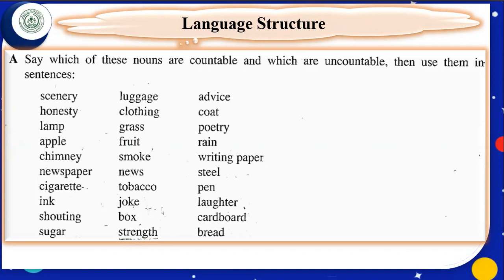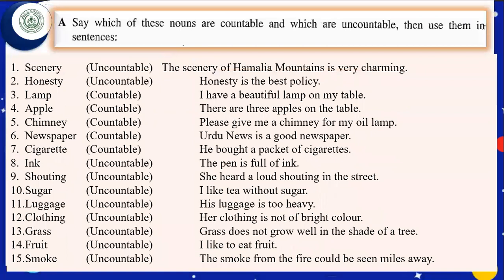For example, scenery, uncountable. Then we shall use it in a sentence. I shall show you the solution to understand it more properly. Let us move to the solution of this exercise. Oh yes, if you look here, about each noun, you can see it is written that it is countable or uncountable. Then it is used in a sentence. For example, scenery, this is uncountable. The sentence will be, the scenery of Himalaya mountains is very charming.